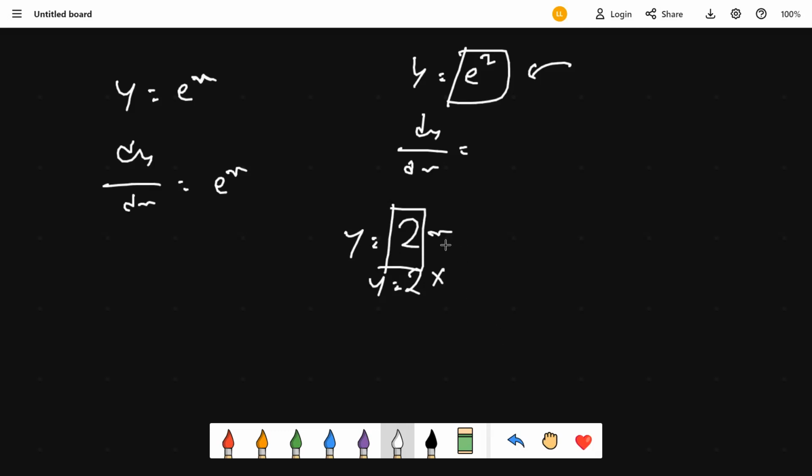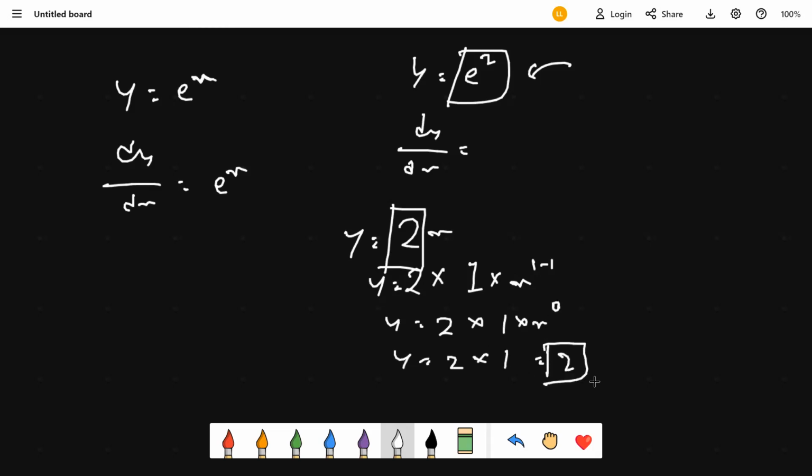We simply apply the differentiation on x. Differentiating x, which has a power of 1, gives 1 times x to the power 1 minus 1. So we get 2 times 1 times x to the power 0, which equals 2 times 1, which is 2. That means dy by dx equals 2. That's the gradient.